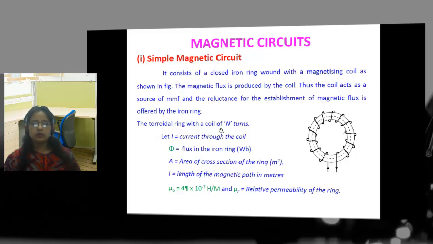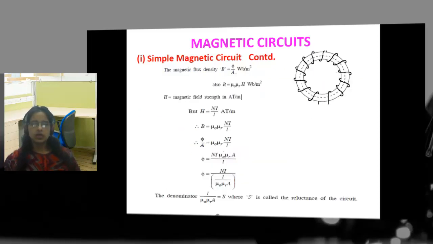The toroidal ring has N number of turns. I is the current flowing, phi is the flux in the iron ring, A is the cross section, and L is the length of the magnetic path. These are the values, and these are the formulas which we get.